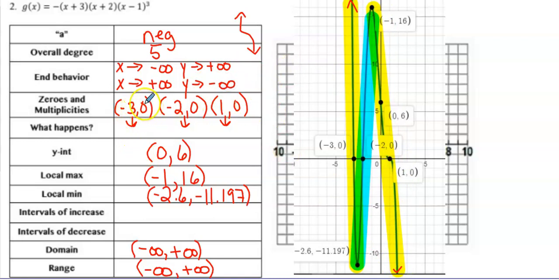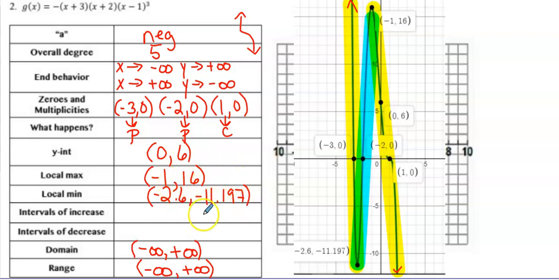All right, at the x-intercepts, let's see. At the negative 3, 0, it passes. At the negative 2, 0, it passes. At the 1, 0, it actually curves. It's hard to see because this is kind of covering it, but this is a curve. It's a 3 exponent.